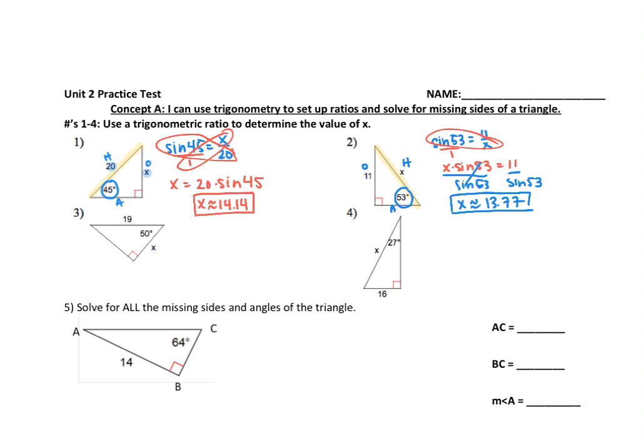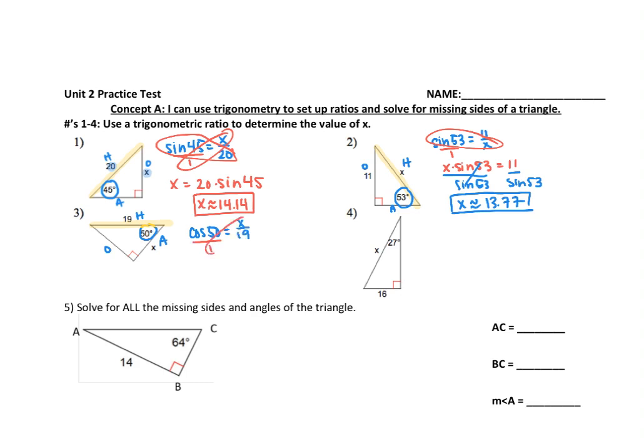All right, number 3, I'm going to circle my reference angle, highlight my hypotenuse, and label my sides. So 19 is H, X is A, and this side's the opposite side. So since we're solving for the adjacent and we have the hypotenuse, AH means we're going to use cosine. So it's going to be cosine 50 equals x over 19, adjacent over hypotenuse.